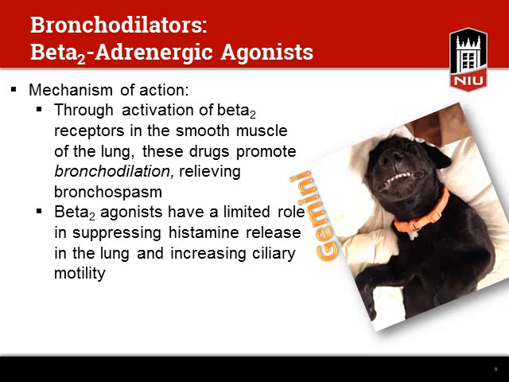So mechanism of action for our beta-2 adrenergic agonists, they activate the beta-2 receptors in the smooth muscle of the lung, which then promote bronchodilation and relieve our bronchospasm. They also have a limited role in suppressing the histamine release in the lung and increasing the ciliary motility.